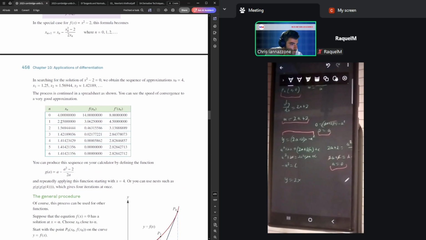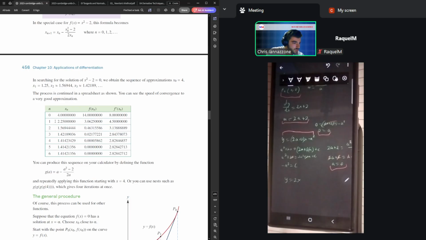Where you stop purely depends on the question. It could say to be accurate to a number of decimal places, in which case you just stop as soon as you hit that number of decimal places. Like for instance, let's say we're trying to get our answer to 2 decimal places. That's a pretty common one.